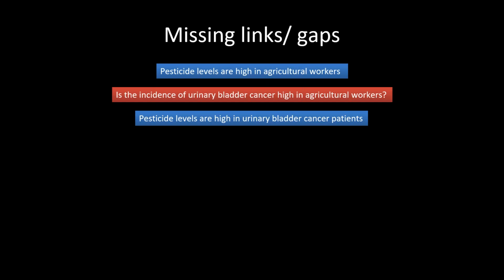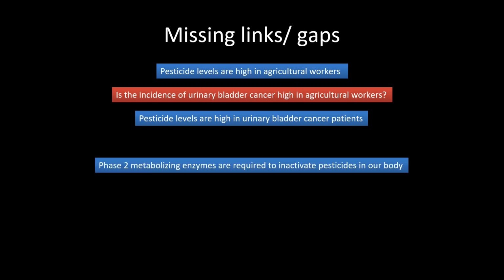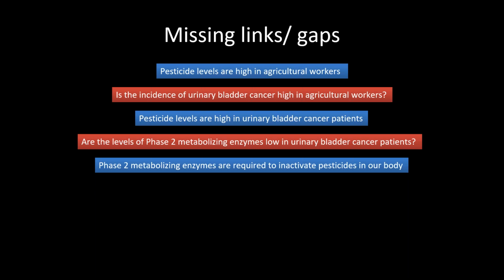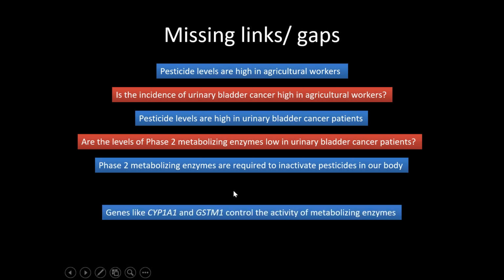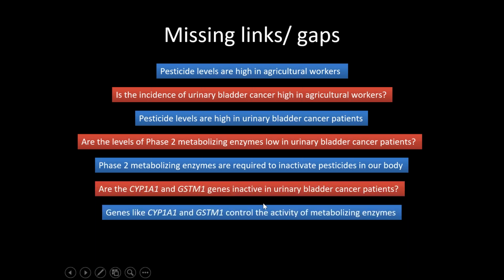So is the incidence of urinary bladder cancer high in agricultural workers? That itself is a complete research. I can just simply take all agricultural workers and see the incidence of bladder cancer. Then I can measure those enzyme levels in urinary bladder cancer patients, whether they are low, because these metabolizing enzymes are required to inactivate pesticides in the body. So are the levels low in urinary cancer patients? That's why they accumulated pesticides and developed the disease. And then we can also measure the gene activity.